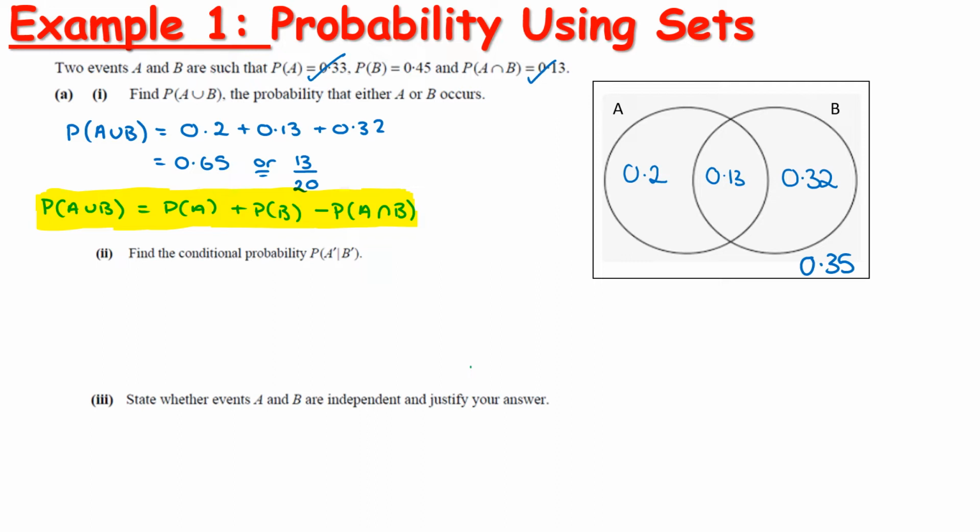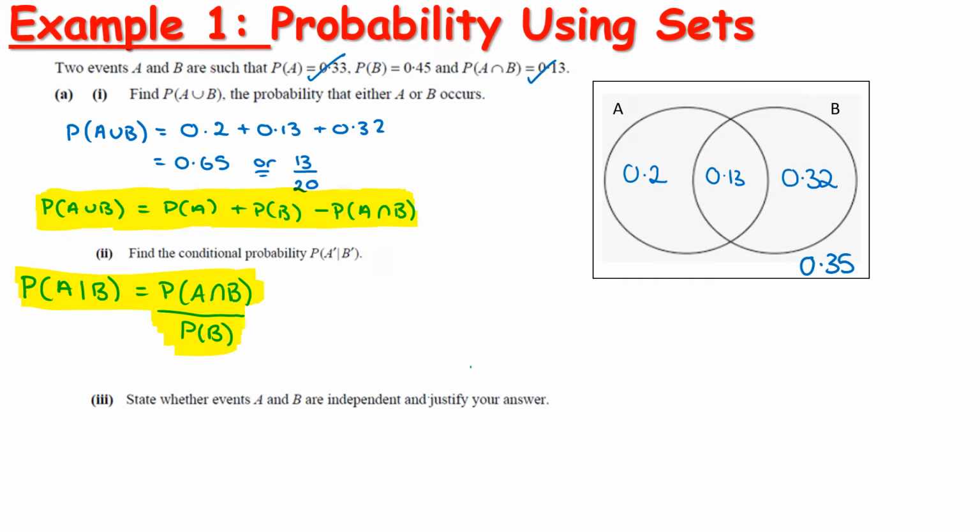Find the conditional probability, probability of A complement given B complement. So I'm going to give you just a general formula for conditional. So that's A given B is equal to the probability of A and B, so that's intersection, all over the probability of B. Another formula that you need to know. So I'm just making sure we're very clear about the formulas that you need.